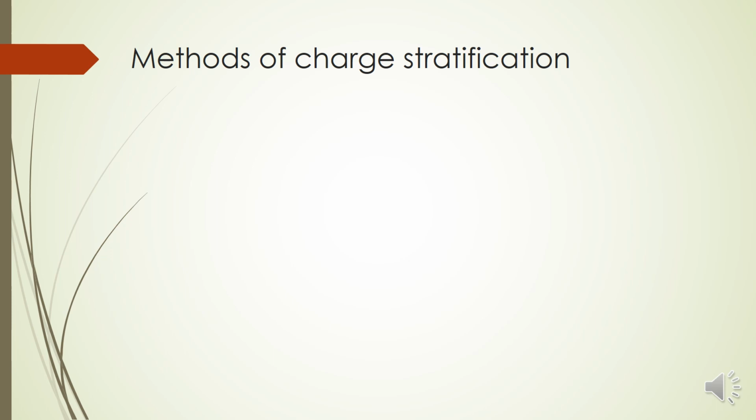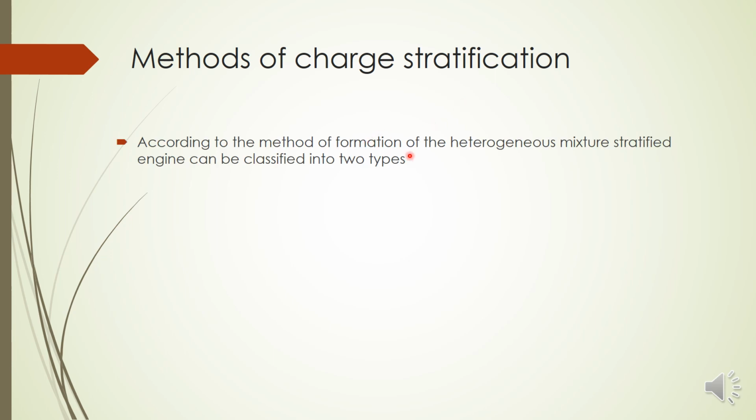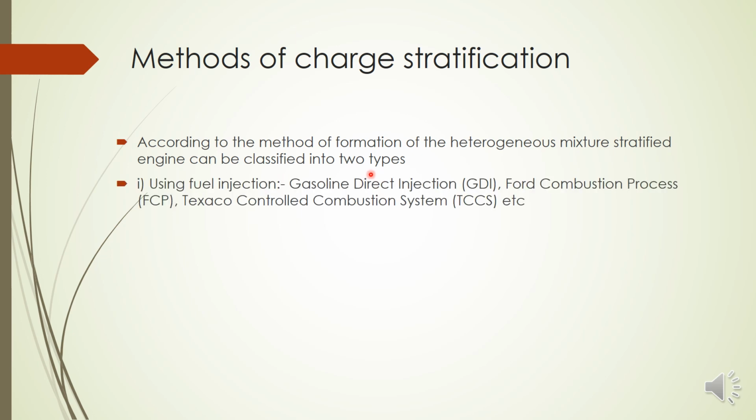Now we will discuss what are the methods of charge stratification. According to this, the method of formation of heterogeneous mixture can be classified into two types. The first one is using fuel injection only. For example, the gasoline direct injection GDI engine. This is the most commonly used type of petrol engine today. And the Ford combustion process engine, Texaco controlled combustion system. All these are examples of charge stratification by fuel injection.